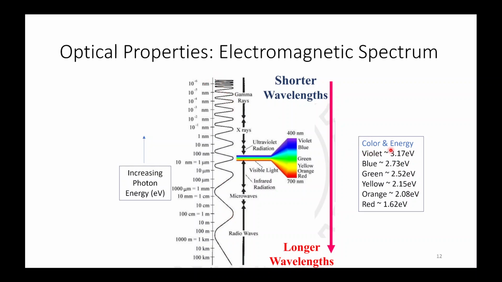Now this is the color and energy. For the various colors that we see, violet has 3.17 electron volts and red has 1.62, and the others are 2.73, 2.52, 2.15 and 2.08. So red has the lowest energy.